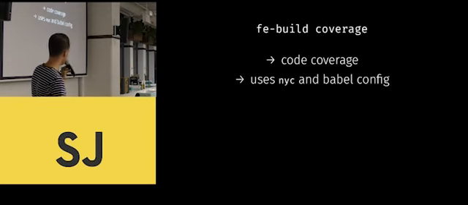The last part of the testing part is code coverage. FE build coverage generates a coverage report after running the tests. It uses NYC, and there's also a Babel config to go along with it. Again, all things that developers don't need to know about day to day, but something that allows everyone to get their job done. Generates a report and opens in the browser and those kinds of things. It shows how many lines of test coverage you have.